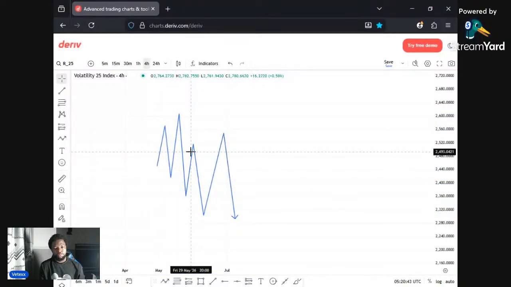So now we have this first sweep of liquidity, which is here, rule number one. Rule number two, there must be a second break of structure to the opposite direction, which is this.